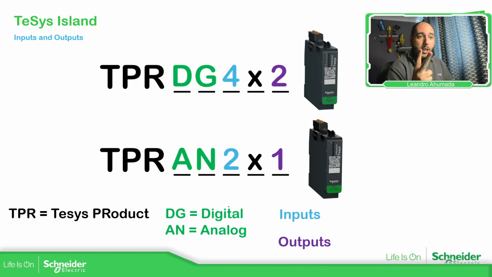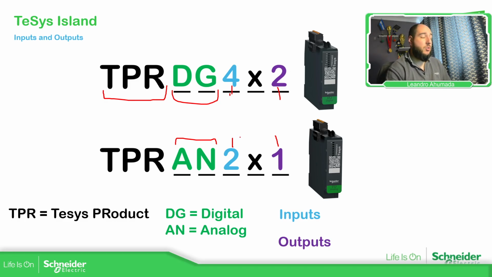So we have two different models, one for digital and one for analog. How to differentiate them? We have TPR, and I like to think that is TeSys product, DG for digital, AN for analog. The digital one is going to be 4 digital inputs and 4 digital outputs. And in this case, 2 analog inputs and 2 analog outputs. Then we should be able to see which configurations we have in the software.